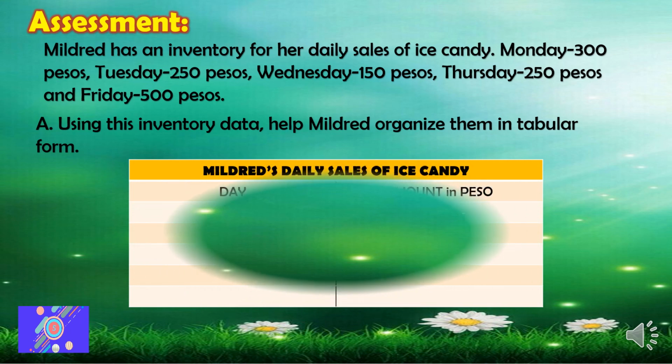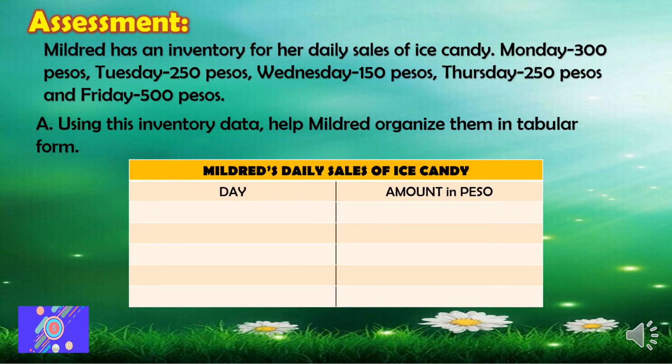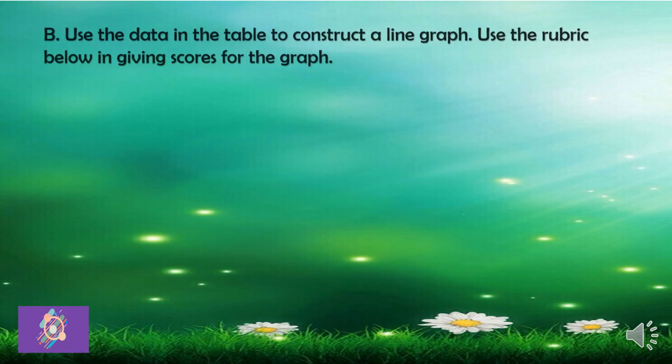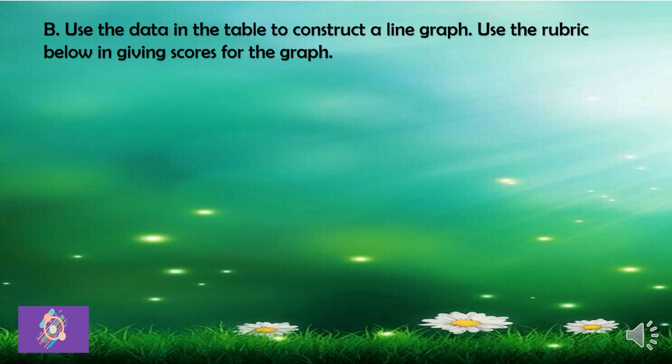So here is my sample answer for the tabular form. We have Mildred's daily sale of ice candy, and then we have two columns, dates and amount in peso. So for Monday, 300, Tuesday, 250, Wednesday, 150, Thursday, 250, and then Friday, 500 pesos. And then letter B, use the data in the table to construct a line graph. Use the rubric below in giving scores for the graph.